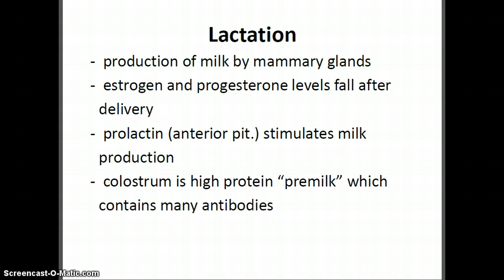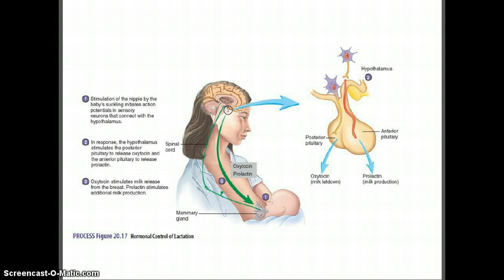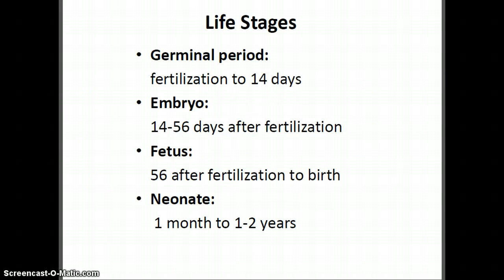Lactation is the production of milk. Prolactin stimulates milk production. Colostrum occurs first, and it contains many antibodies, so even if a mother is not going to nurse, it is good to nurse right away for at least a short while to allow the newborn to ingest colostrum. And here are some of the hormonal controls of lactation. Notice both the anterior and posterior, both the neurohypophysis and adenohypophysis, are involved.